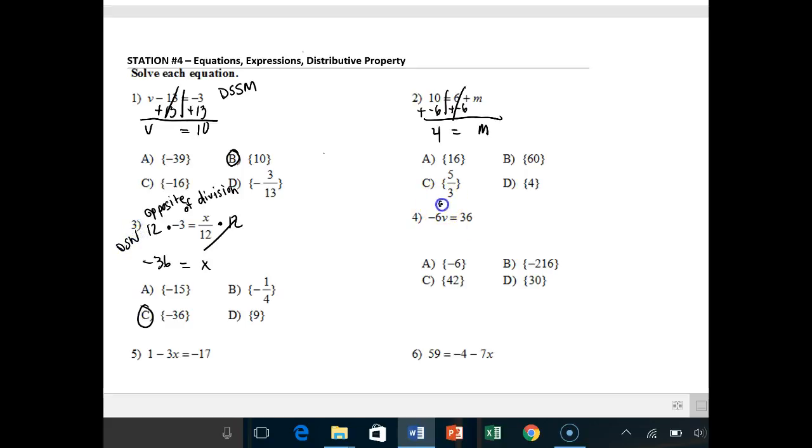On this, we're saying what's the opposite of multiplication, and in this case that's division, right? So we go ahead and say divide by -6, divide by -6, not plus 6, not divided by 6. So v is equal to 36 divided by -6 is -6, so a.